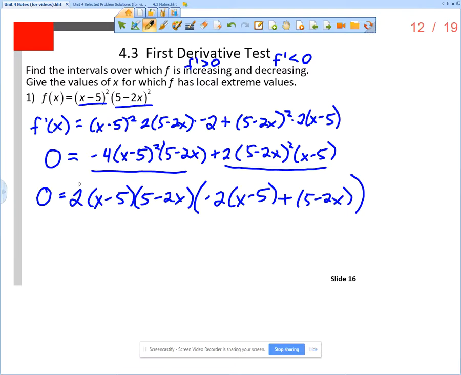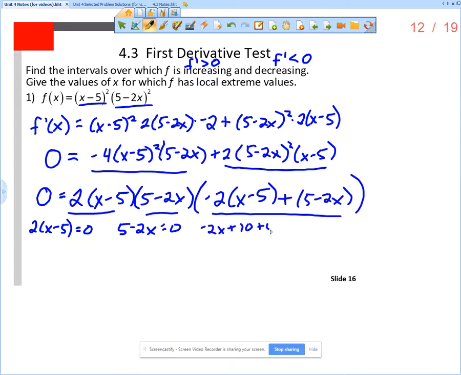All right, so now I have 3 things multiplied together to equal 0. So either the first thing, 2 times x minus 5, is equal to 0. The second thing, 5 minus 2x, is equal to 0. Or the third thing. Now I'm going to distribute that. So I get negative 2x plus 10 plus 5 minus 2x equals 0.